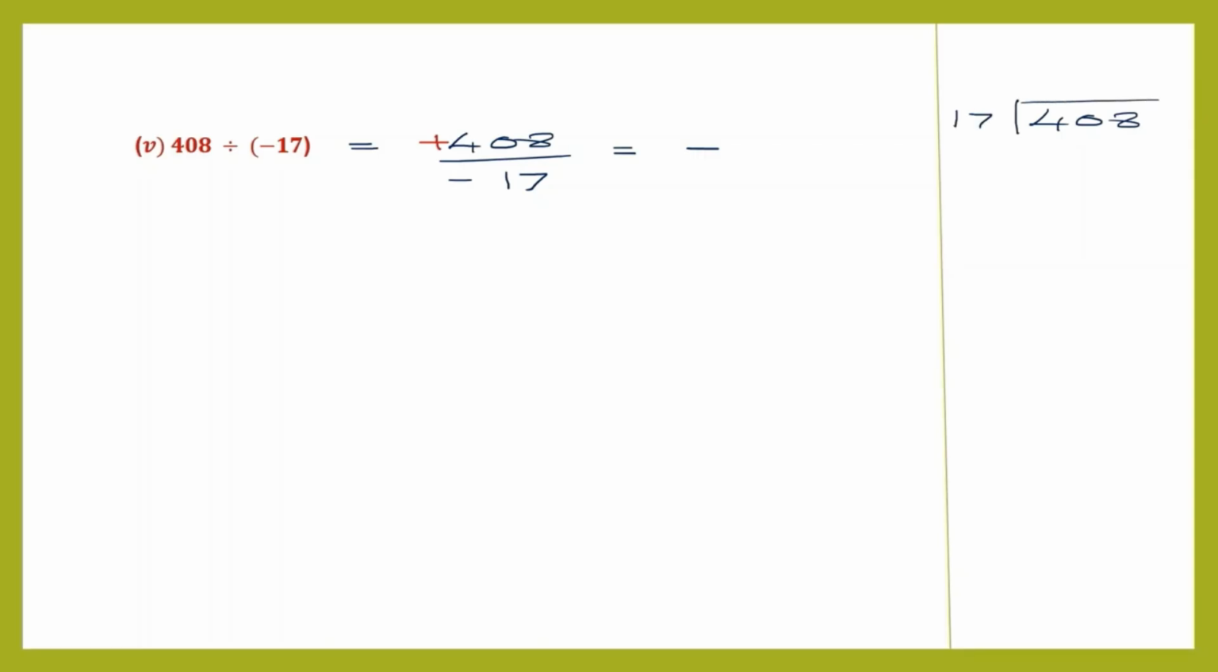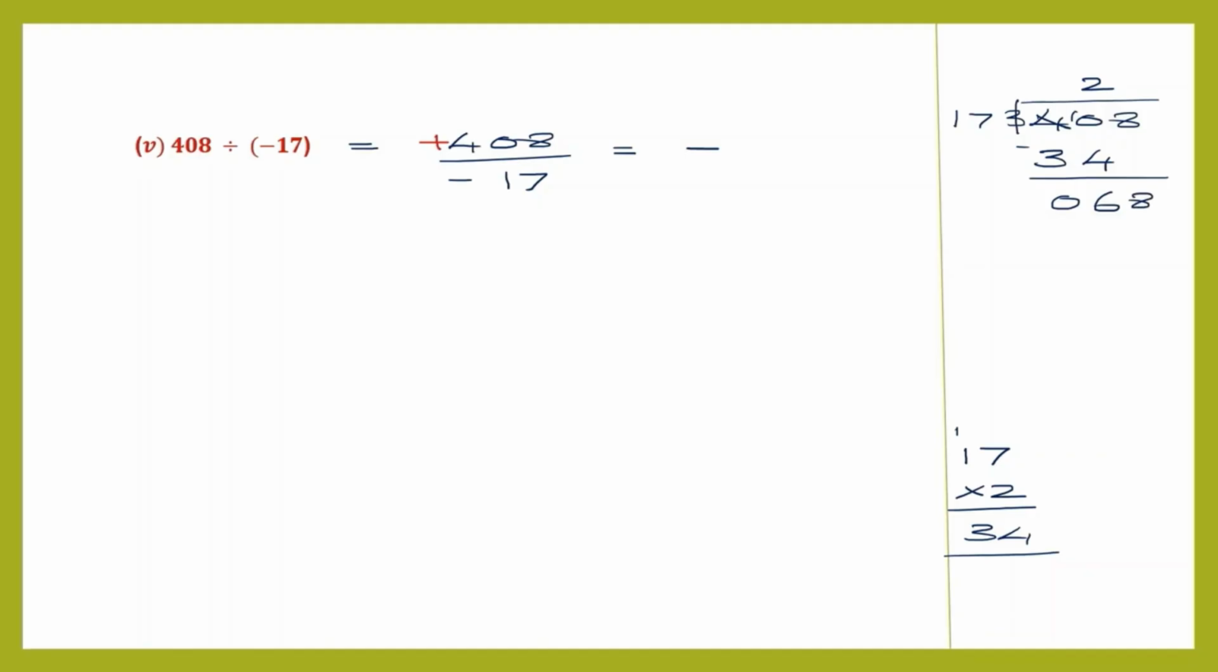Now 17 into 2, let's try. We need to get a number close to 40. 2 sevens are 14, carry 1, 2 ones are 2 plus 1, 3, 34. So we can use that. 17 into 2 is 34. Now let's subtract. So this is 3 now, 10. 10 minus 4 is 6. And then this is 0 and 8.